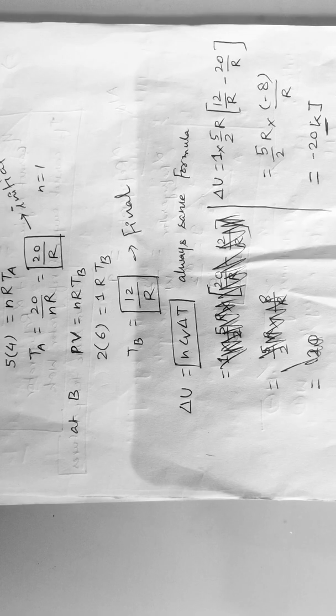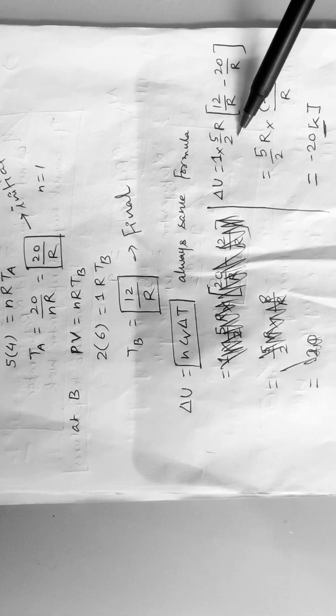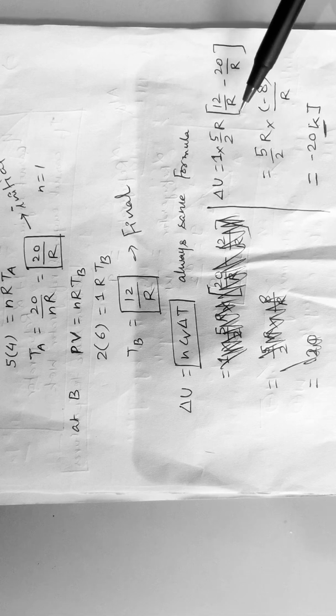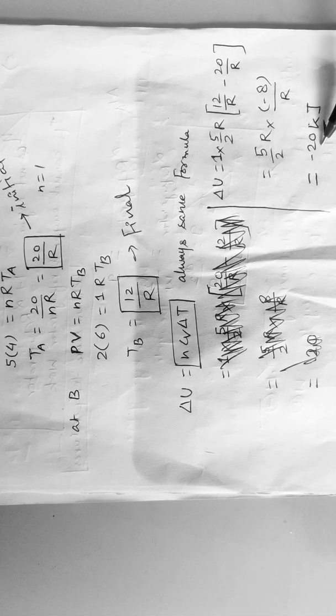Okay, delta U is equal to nCV delta T always. This is the formula for change in internal energy, that is nCV delta T. Now n is actually 1, CV is equal to 5 by 2R. Here CV is equal to 5 by 2R for a diatomic gas. And the final temperature is 12 by R, initial is 20 by R. We subtract and get minus 20. Now how has this kilo come?